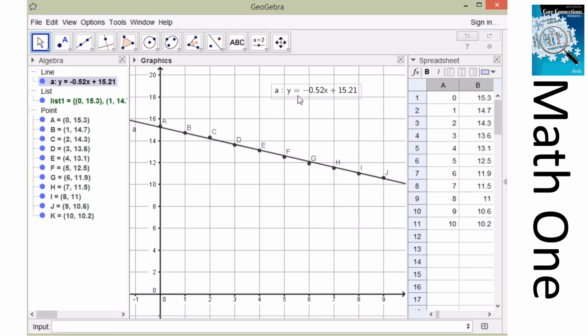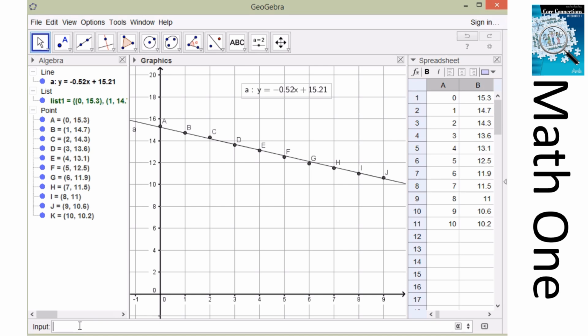You can see it's y equals negative 0.52x plus 15.21. So there's my y-intercept, about 15.21. It is positive, plus 15.21. And as x increases, y goes down by a little bit more than a half each time. So that's the line of best fit.